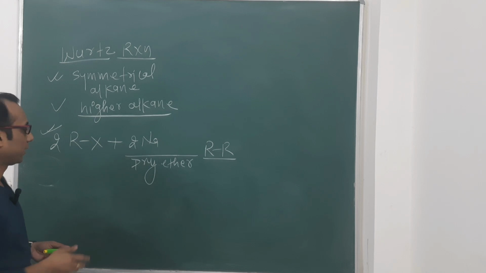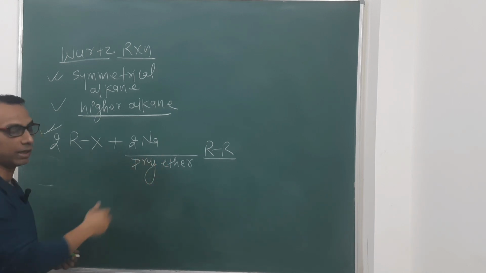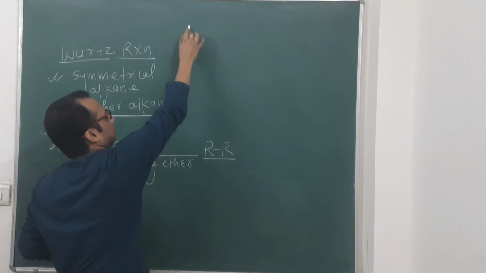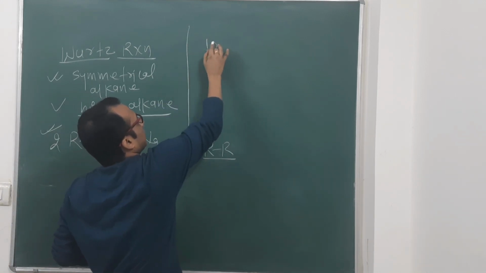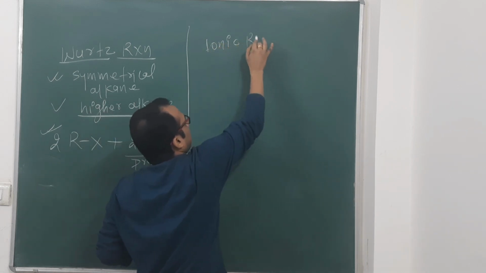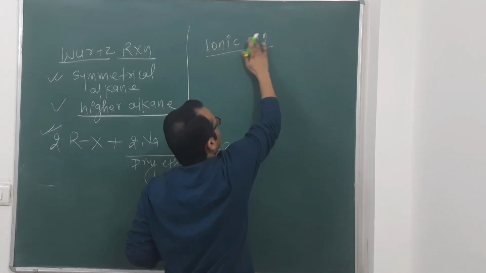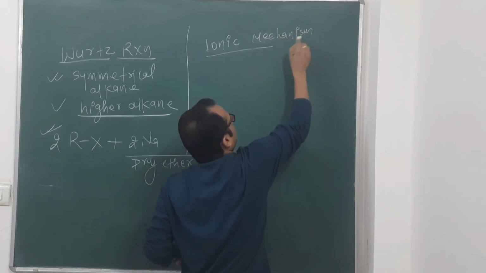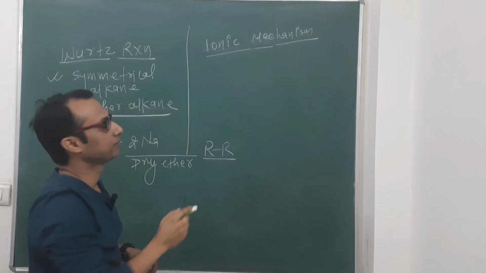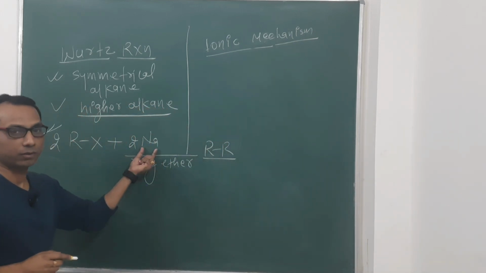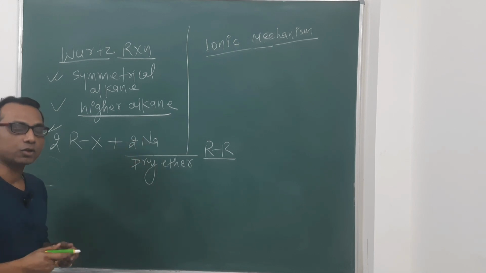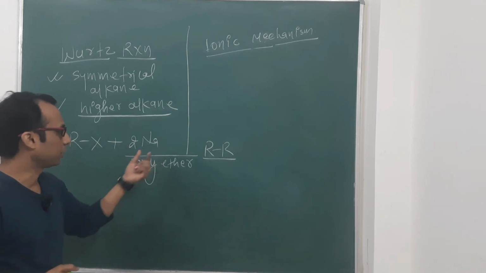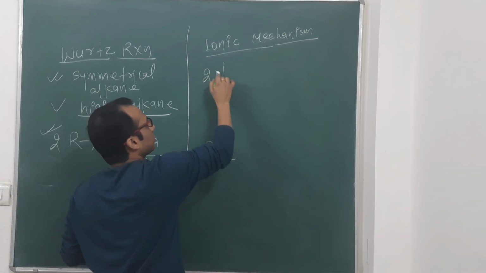So here we understand how the ionic reaction mechanism proceeds. Let's understand the ionic mechanism. See here what will happen. Students, we take sodium, and you know all metals have a tendency to oxidize. So the sodium metal will oxidize.